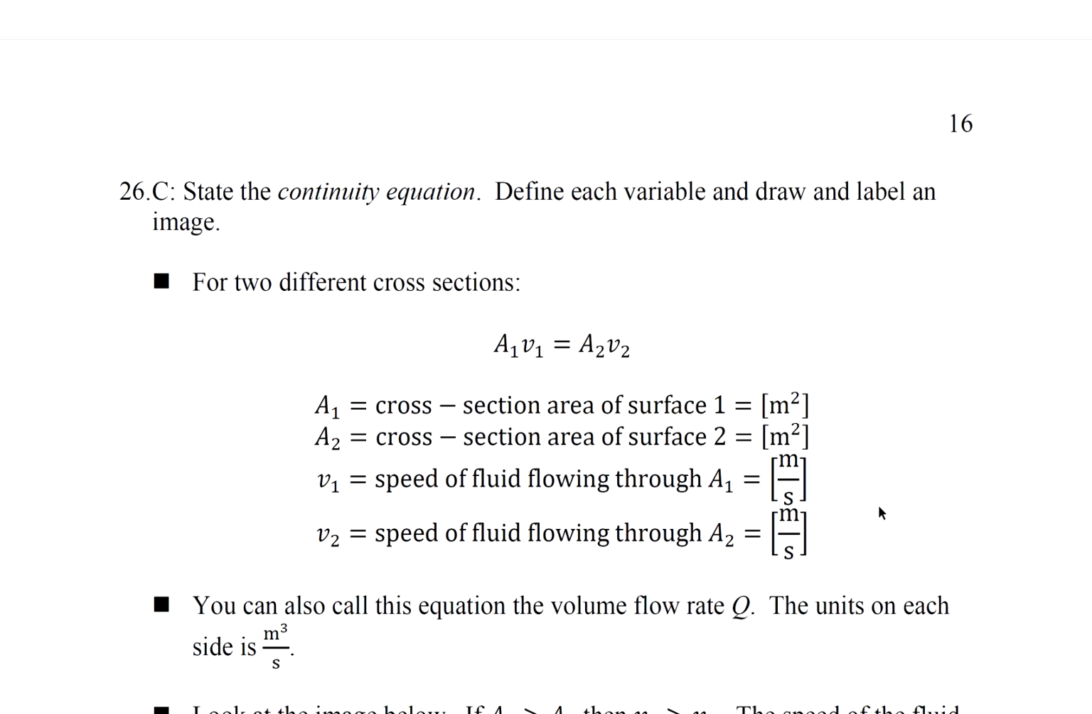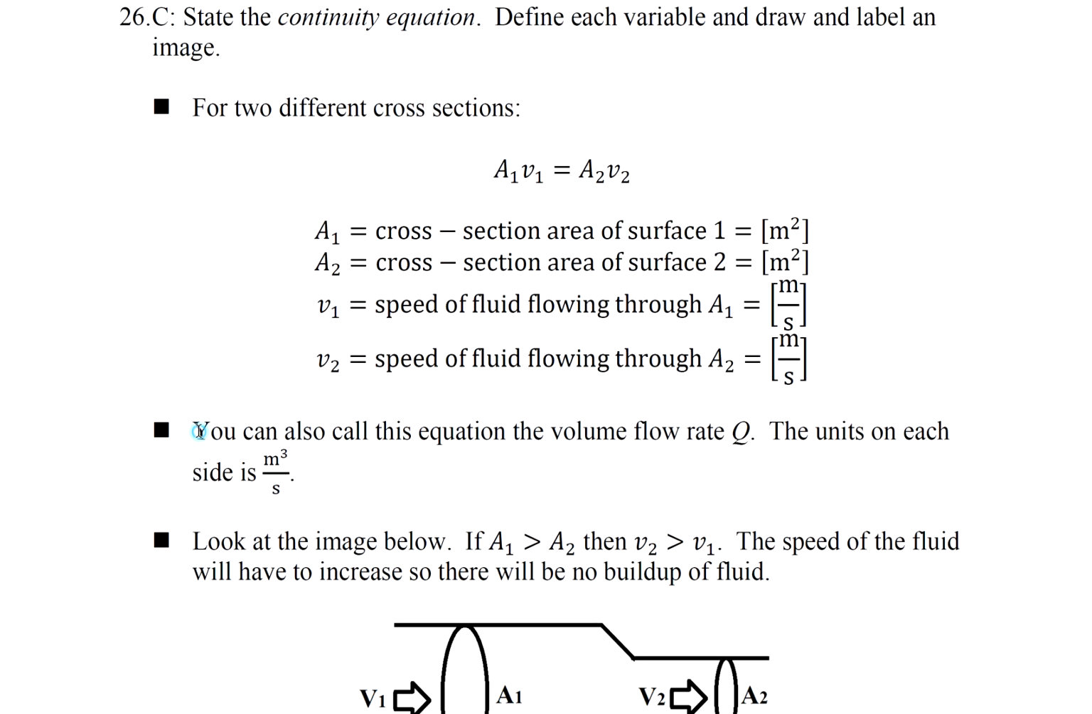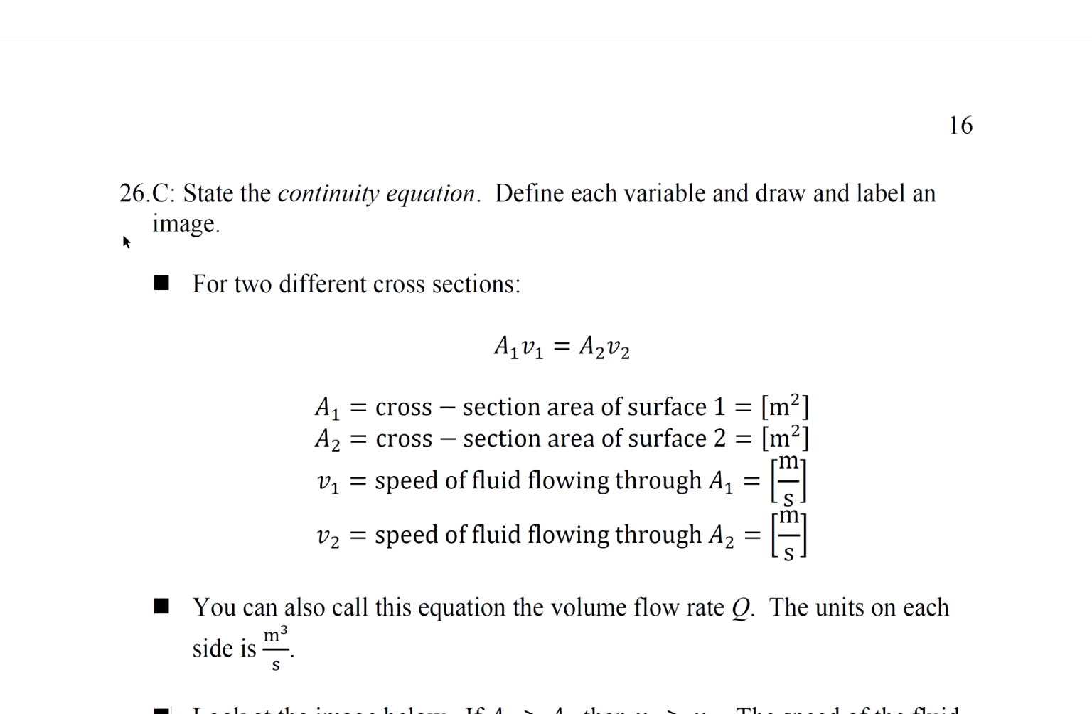Question 26. State the continuity equation. Define each variable and draw and label an image. Okay, so this is the continuity equation. For two different cross sections, you have A1 V1 equals A2 V2. A is the cross-sectional area, V is the speed. You can also call this equation the volume flow rate Q. The units on each side are meters cubed per second.